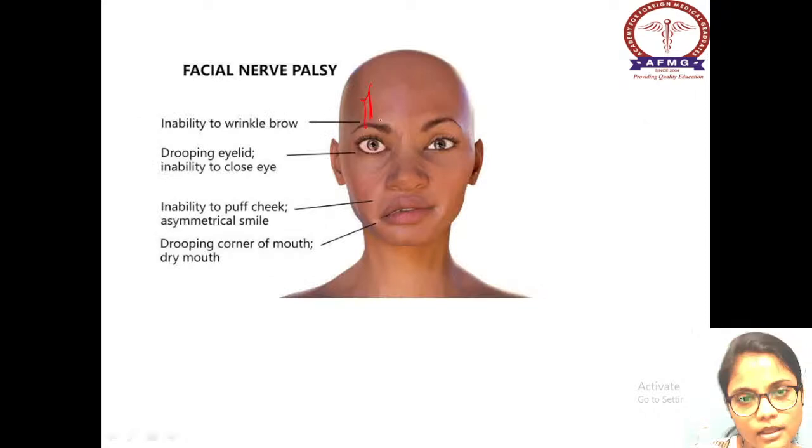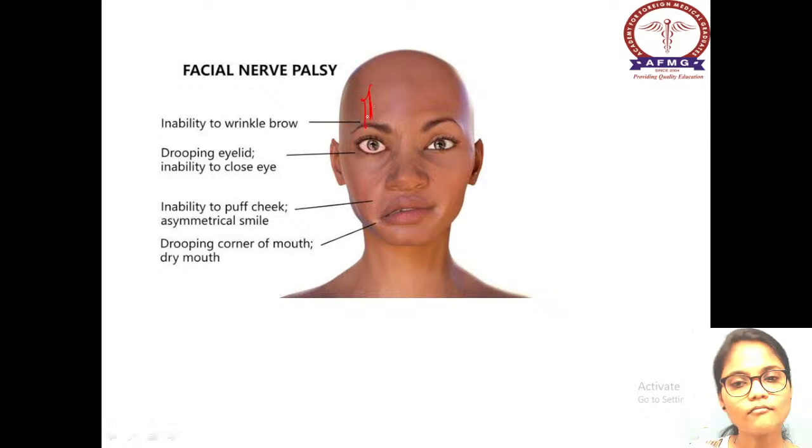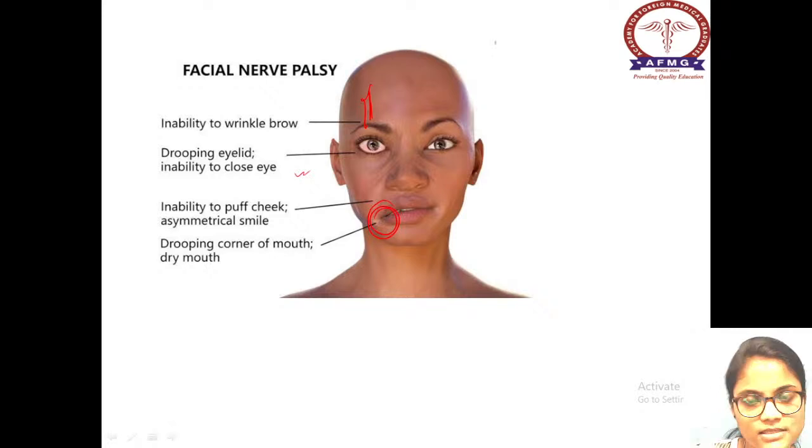If you ask the patient to extend the eyebrows, you will not see any wrinkles, right? After that, there will be drooping of the eyelids, inability to close the eyes, a ptosis kind of view, and drooping of the corner of the mouth. So this is what happens in facial nerve palsy, which is Bell's palsy.